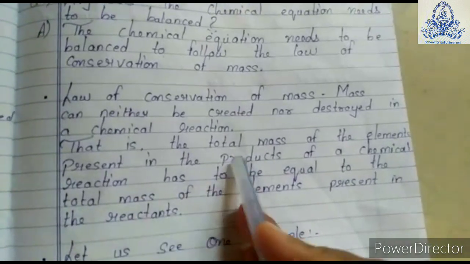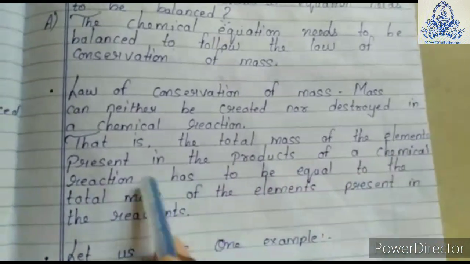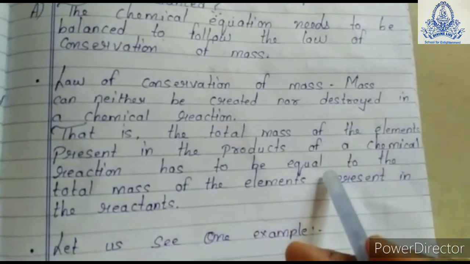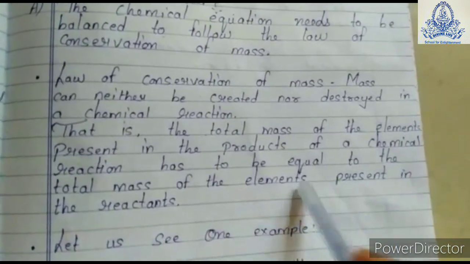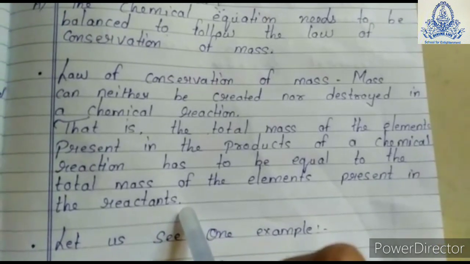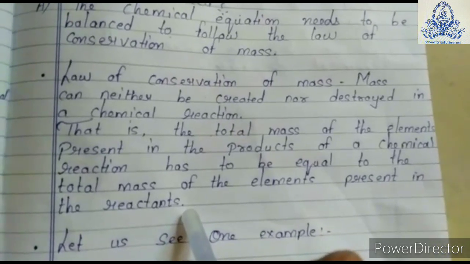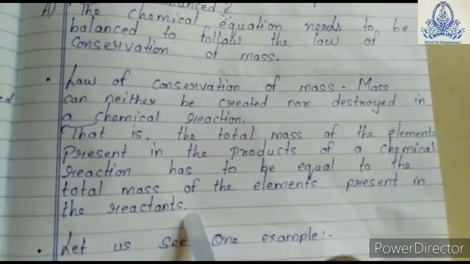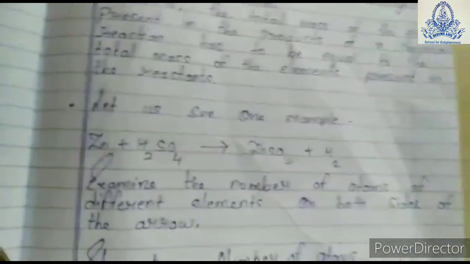Here, see that the total mass of the elements present in the products of a chemical reaction has to be equal to the total mass of the elements present in the reactants. It means that the total mass on both sides, that is on the reactant side as well as on the product side, needs to be balanced, meaning it should be equal. Let us see one example.